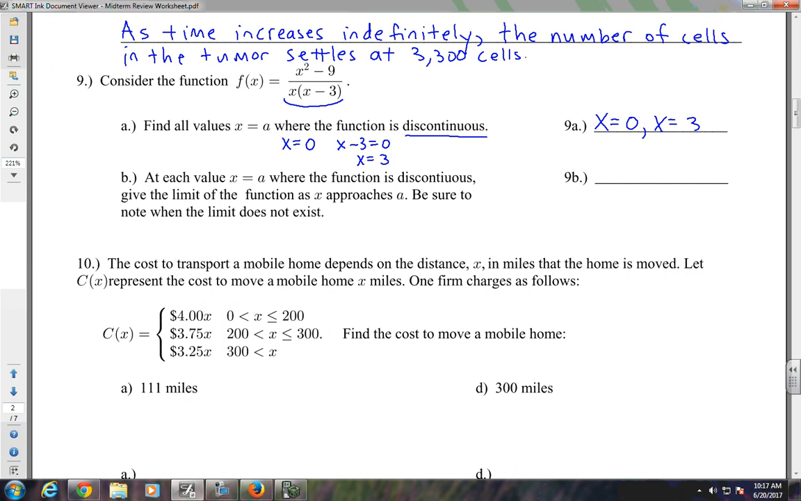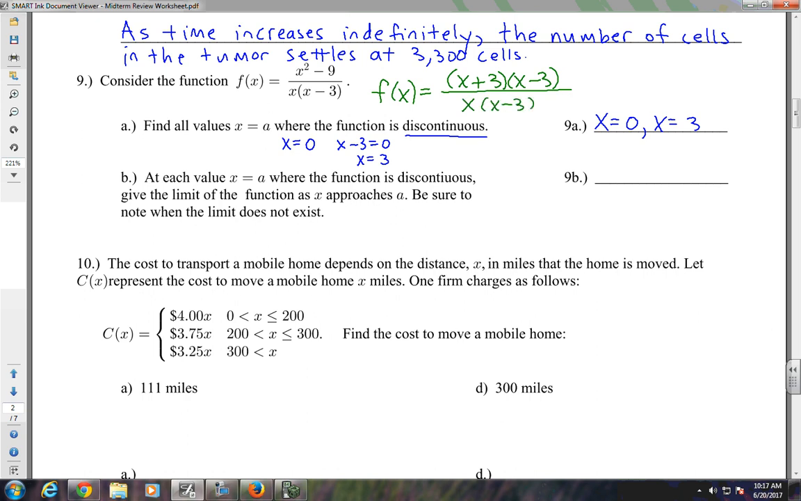It says, at each value x equals a where the function is discontinuous, give the limit of the function as x approaches a. Be sure to note when the limit does not exist. So if I look at the original function, it's going to be really helpful to have the entire thing factored. So let's go back and do that. In factored form, f of x looks like, notice we've got the difference of two squares here, x plus 3 times x minus 3 over x times x minus 3.